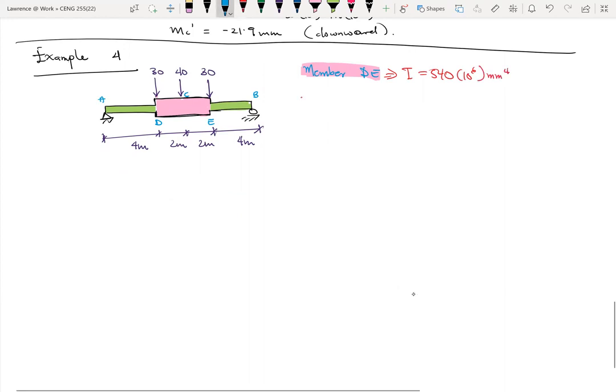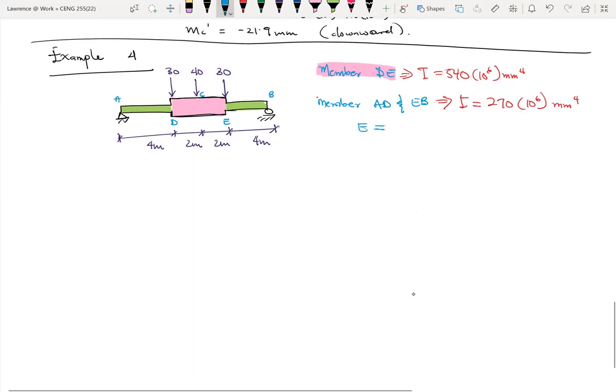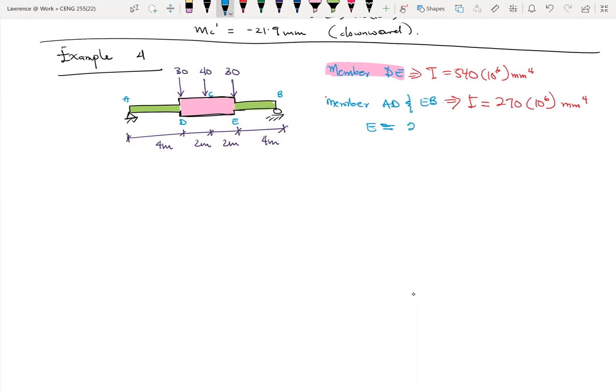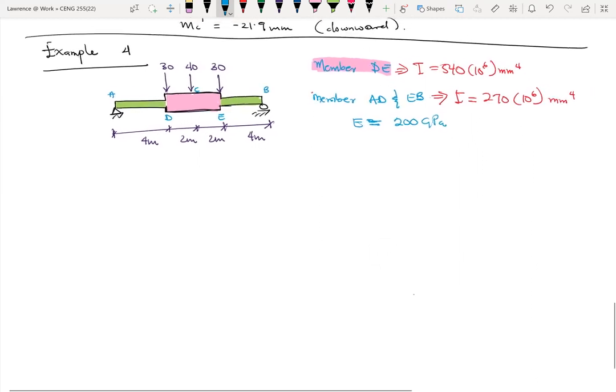Then member AD and EB, they also have a different moment of inertia, which will be 270. So that's like half of it. The E remains the same because it's the same material. So E is giving us 200 GPa, which is typically the Young's modulus for steel. Okay. Now, great.